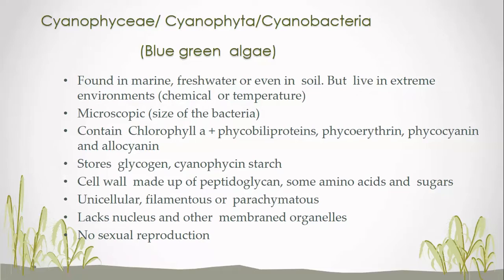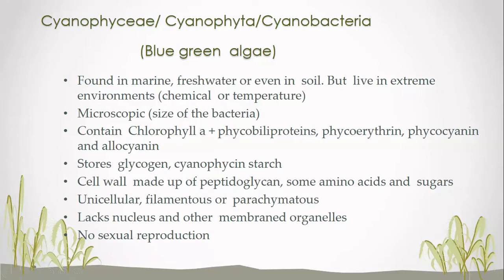But other references declared it a prokaryote, because the majority of the characteristics of cyanobacteria fall under prokaryotes. They are microscopic in size, like bacteria, and they contain chlorophyll a, phycobiliproteins, phycoerythrin, phycocyanin, and allophycocyanin. They store glycogen, cyanophycin, and starch. So that is a type of starch.